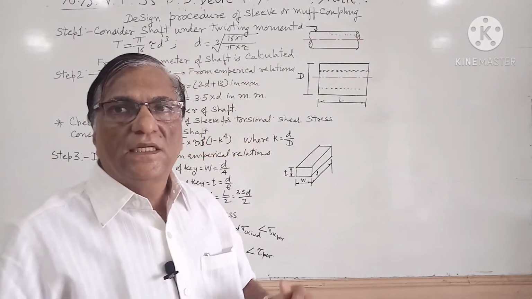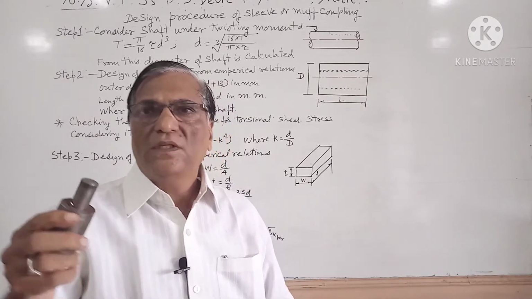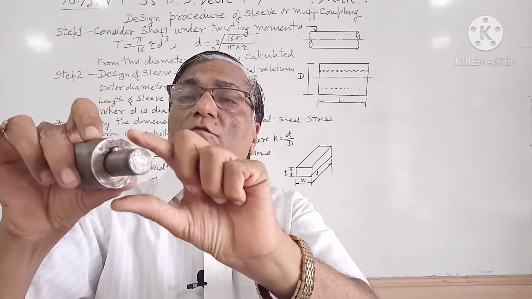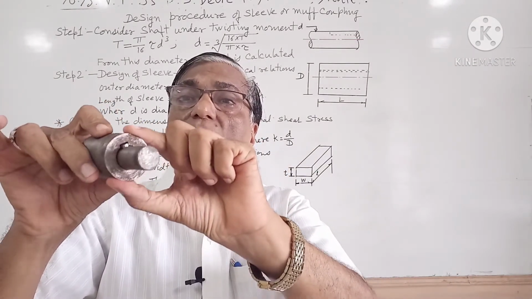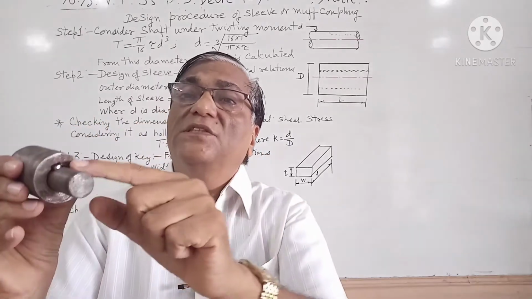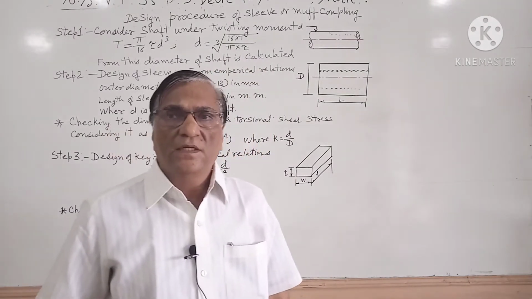Now let us see the design procedure. In design, we find out the dimensions of the shaft. d is the diameter of the shaft, and we find out the dimensions of the sleeve, outer diameter of the sleeve, and length of the sleeve, and the dimensions of the key. Now we go through the steps.